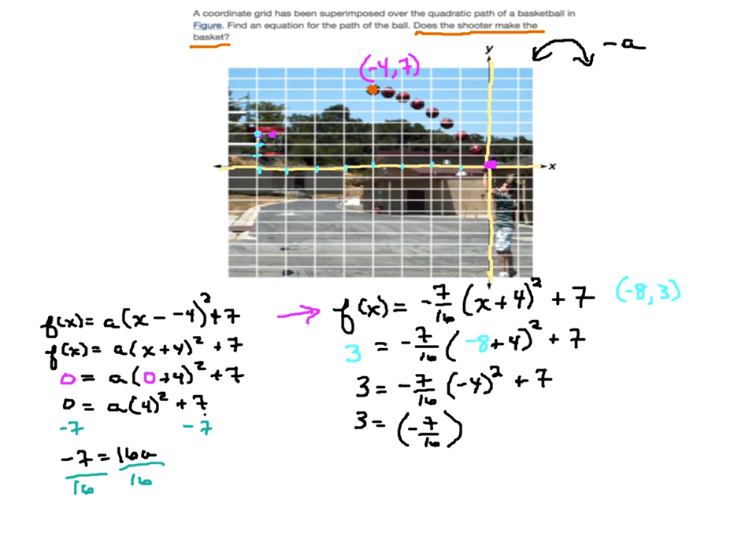So here I have -7/16, and that's getting multiplied. Well, -4 squared is 16, which is the same thing as 16 over 1. When I work with fractions, I like for everything to look fractiony. And look here, my 16s divide out. That makes it super nice on me. And 3 equal to, okay, so all I have now is -7 plus 7. Well, -7 plus 7 is equal to 0. Aww, he's not going to make the basket. Boo-hoo. So, no, he's not going to make it.